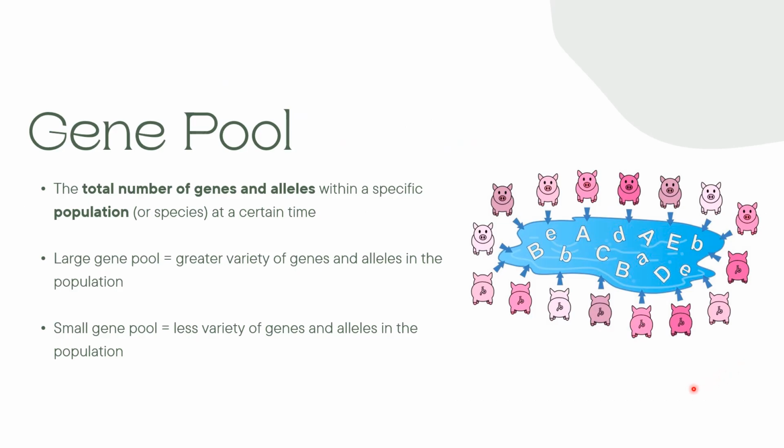I want to start with firstly having you understand what a gene pool is. So when we talk about gene pools, we're talking about the total number of genes and alleles within a specific population or a species at a certain time. So the larger the gene pool is, the greater the variety of genes and alleles in the population. If we have a small gene pool, we have less variety of genes and alleles in the population. As you can see here, we've got a population of pigs. All their genes or their alleles are in this pool, and this would be considered the gene pool. So all the diversity in terms of the genetic alleles in that population.